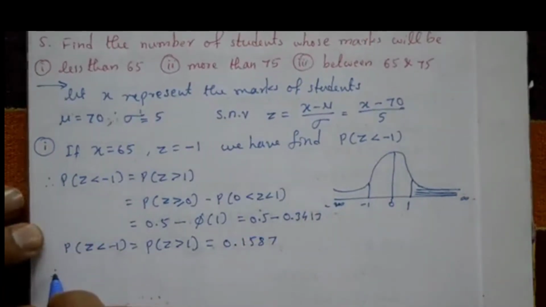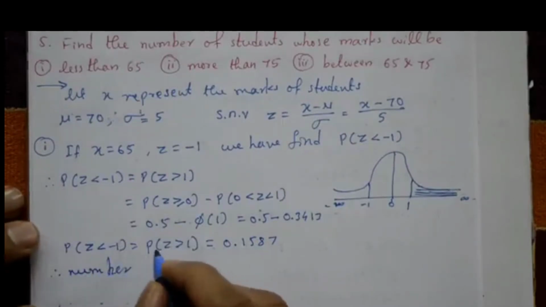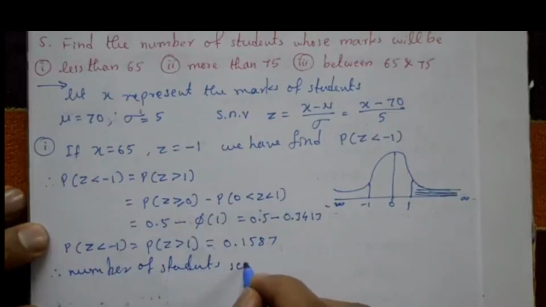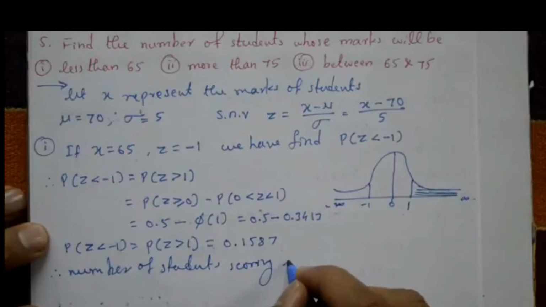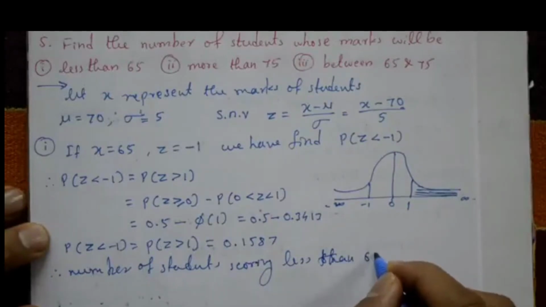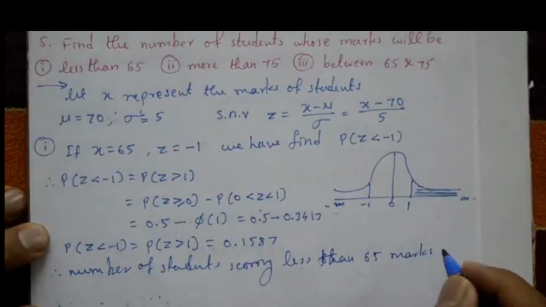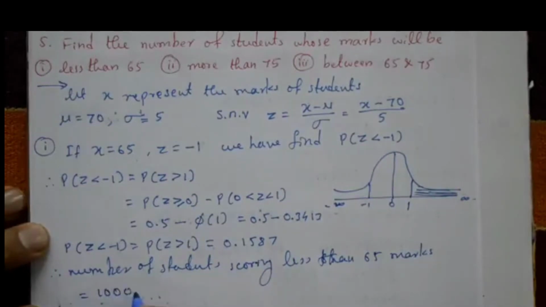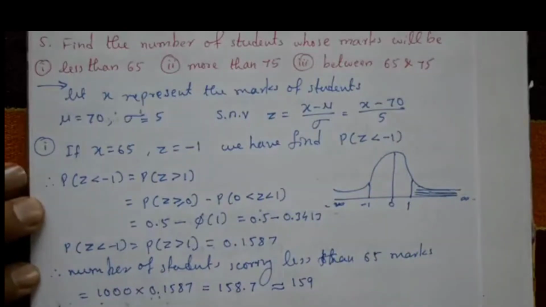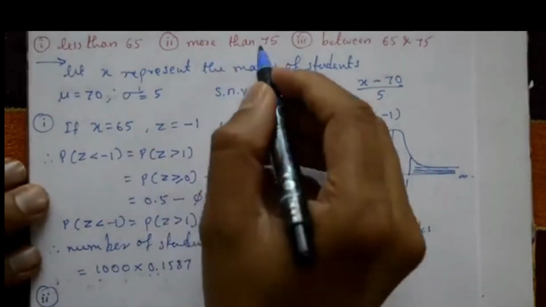Therefore the number of students scoring less than 65 marks is 1000 times 0.1587, which is equal to 158.7. But counting the number of students, it is approximately 159. That is case 1. Case 2 is more than 75 marks.